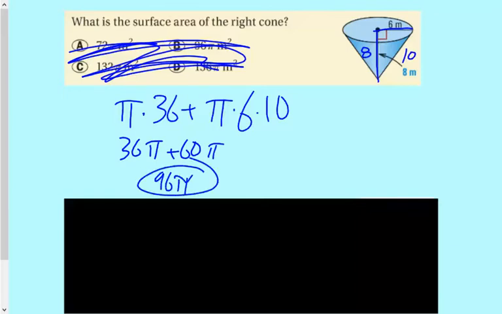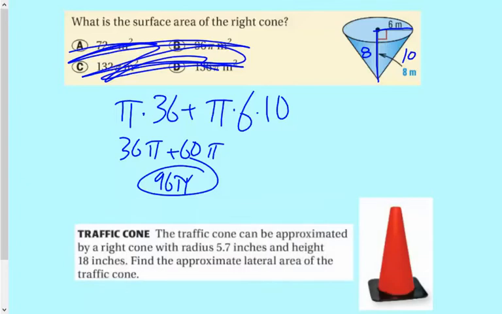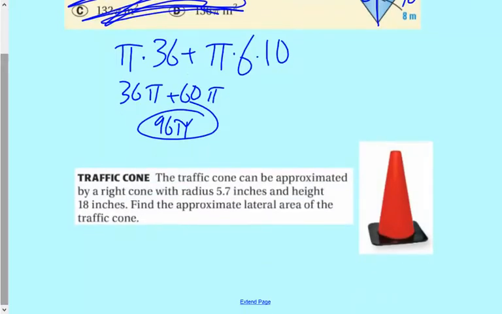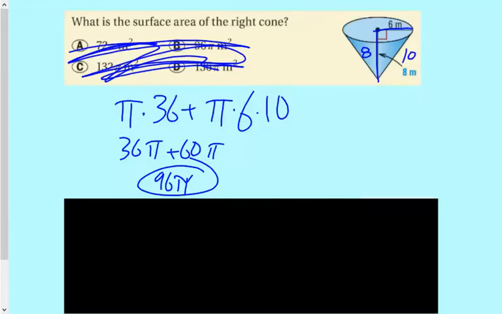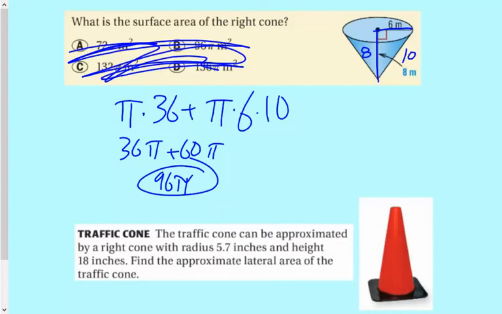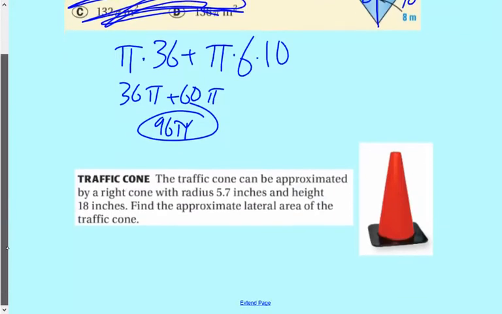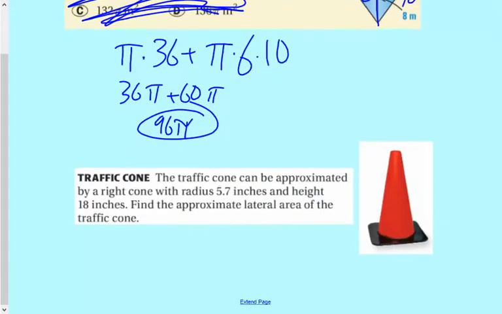No decimals. All right, let's do one more problem here. I think that's it. Yeah, that's it after this one. So we have a cone, and it can be approximated by a right cone with radius 5.7, height of 18. Find the approximate lateral area. So again, pay attention to what the question wants. They want the lateral area, so they just want pi r l. That's all they want.